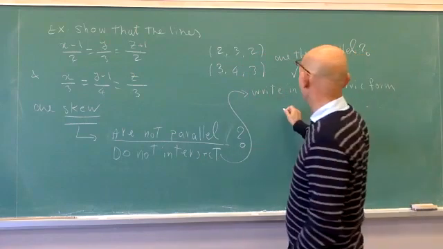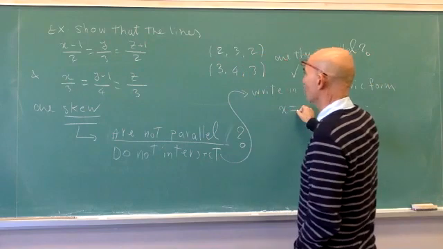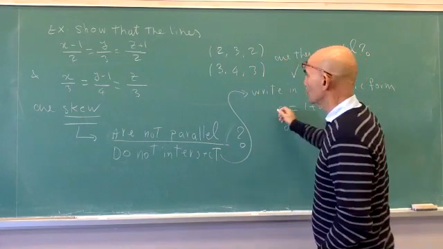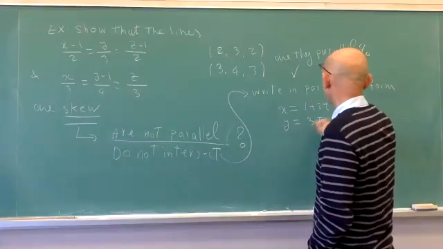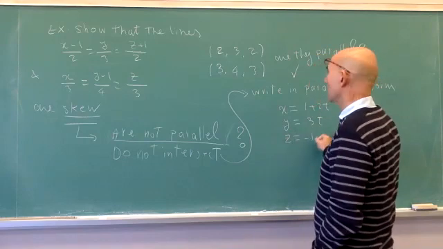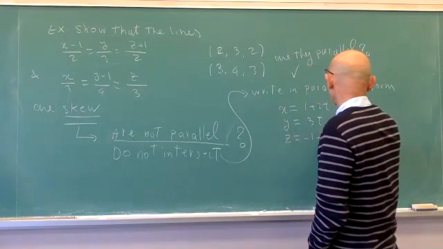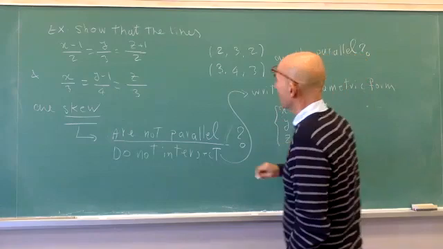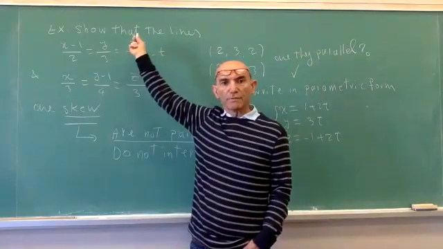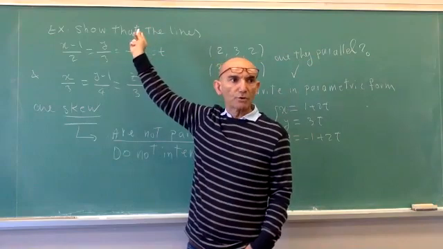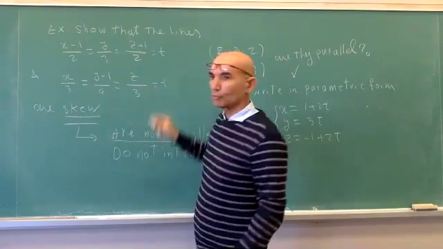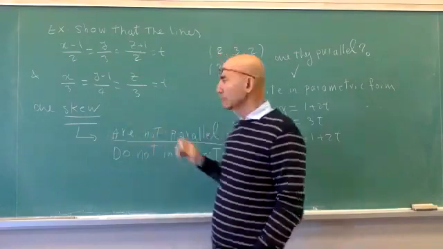So your parametric form tells you that x is equal to 1 plus 2t, y is equal to 3t, and z is equal to negative 1 plus 2t. Right? Because we put this equal to t, and we solved it. Just put it equal to t and solve it. We also put it equal to t to obtain the parametric form.